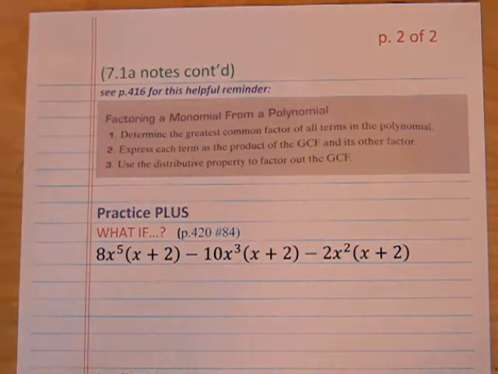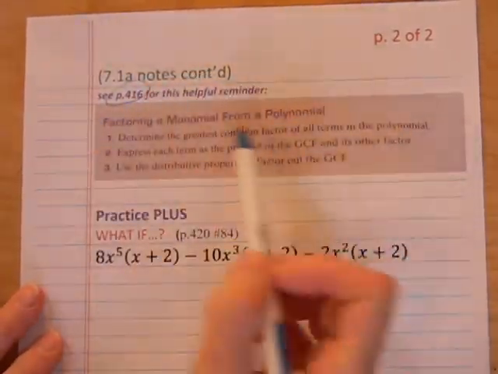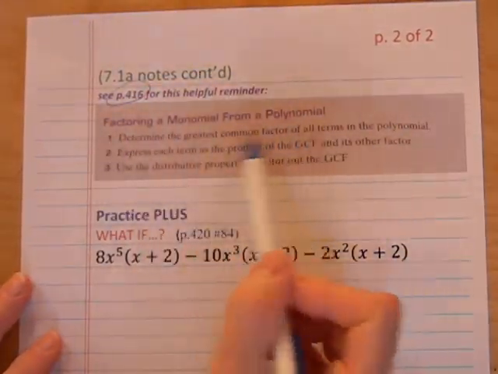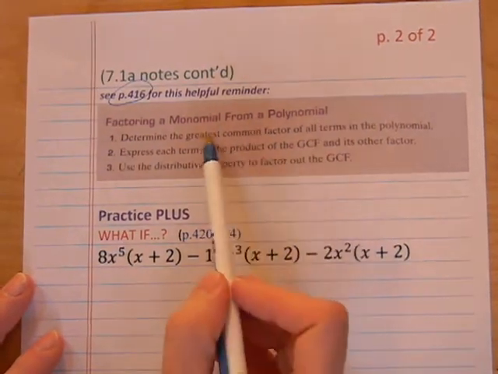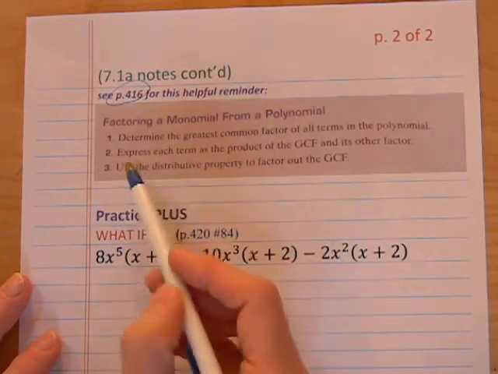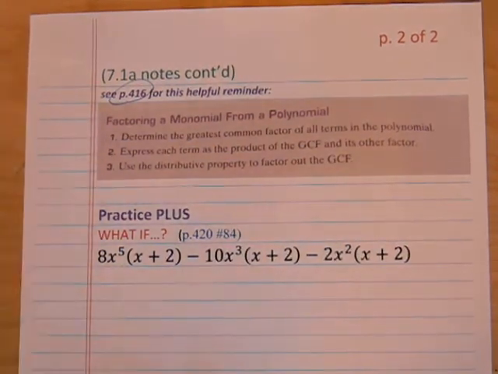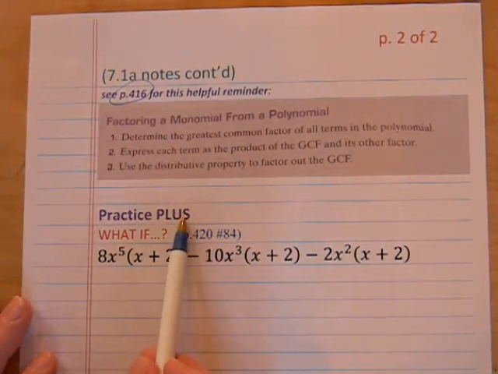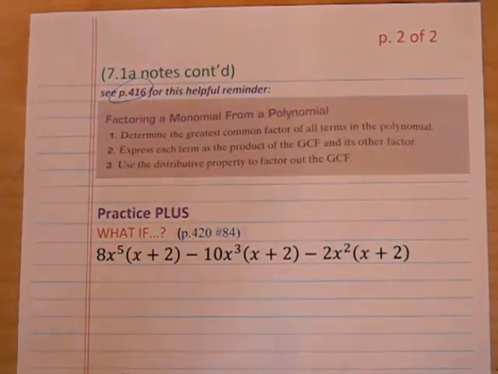Continuing on page 2 for the first part of 7.1, you'll note on page 416 of the book there's a verbal description of how to factor a monomial from a polynomial, which is a fancy way of saying what we've been doing so far in the examples, taking out the greatest common factor. So you'll get through this assignment and you'll hit the practice plus section, which again is the set where they take problems and combine two or more skills.